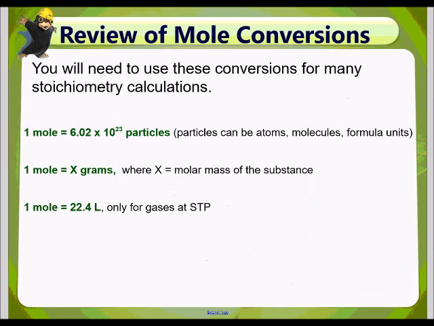Okay, a quick review of mole conversions. You will need to use these conversions for many of the stoichiometry calculations. 1 mole equals 6.02 times 10 to the 23rd particles. 1 mole equals x grams, where x is molar mass. For example, 1 mole of CO2 is going to be 44.009 grams. We get this from our periodic table. And 1 mole equals 22.4 liters. That's for gases at STP. So if you see volume or liters, this is the one you're going to need.